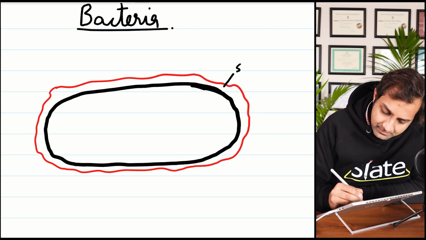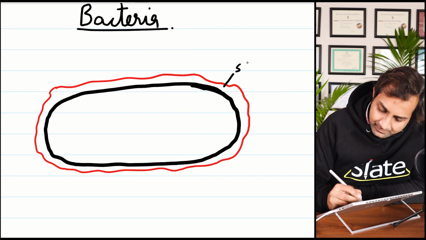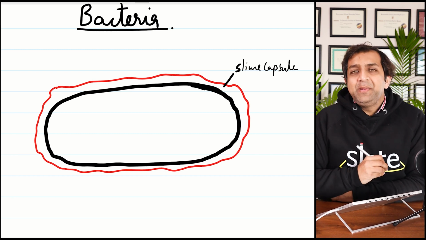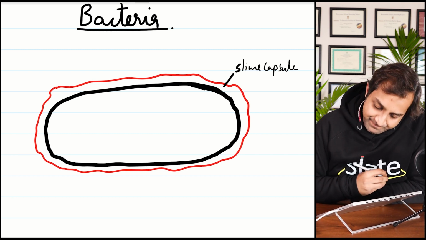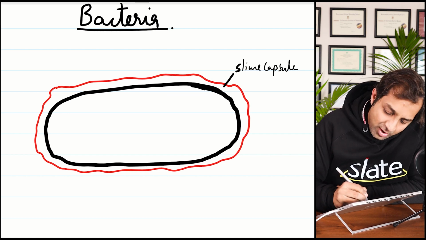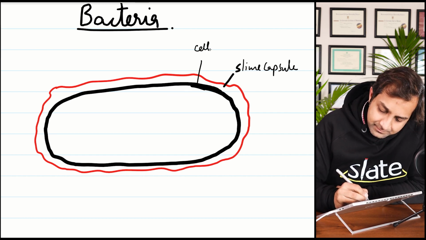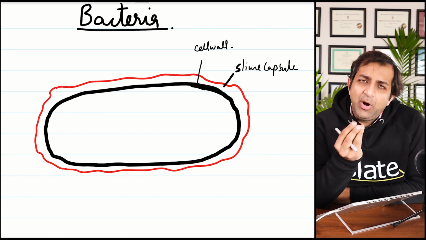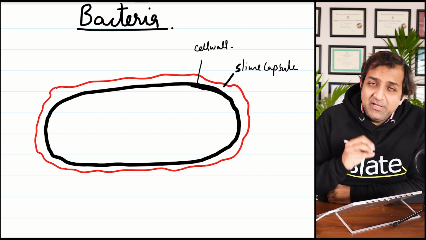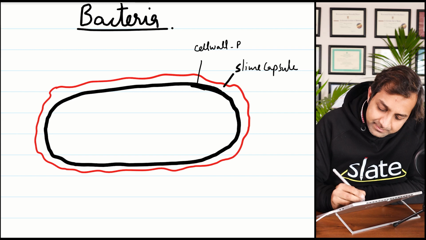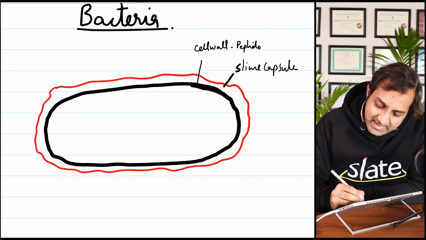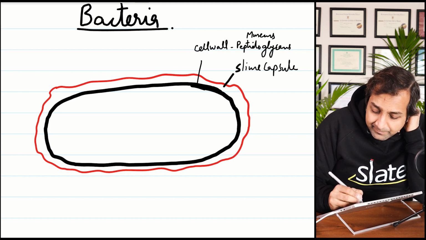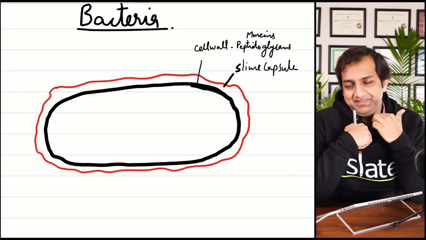So this is the slime capsule. This slime capsule plays a protective role for this bacteria. Then we have a cell wall. The cell wall is composed of carbohydrates and proteins, and the combination of these materials is called peptidoglycans. These peptidoglycans are also called murines.